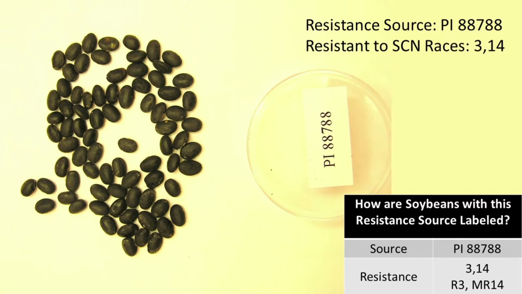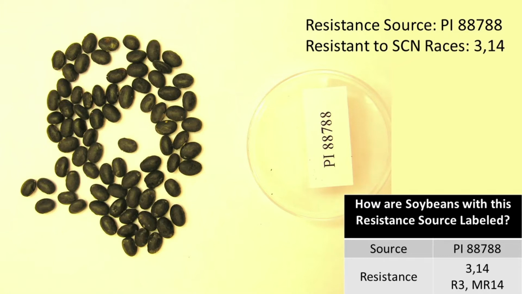Because the PI 88788 source has been incorporated into so many different soybean cultivars over so many years, prolonged use has led to shifts in nematode populations. This means that the PI 88788 source of resistance is no longer a great match to the populations of Cyst Nematode that we have in Tennessee.